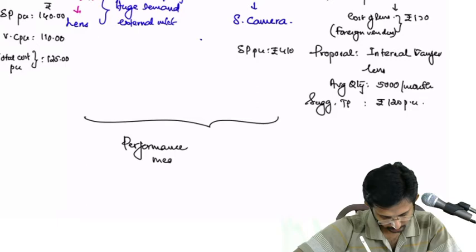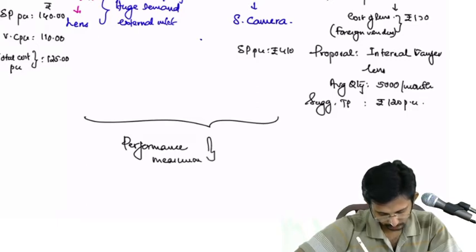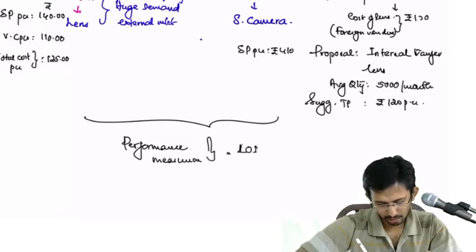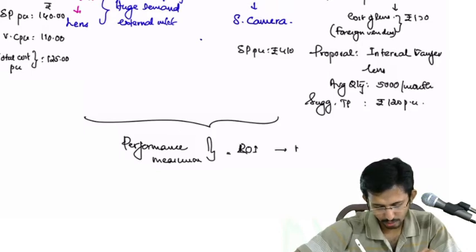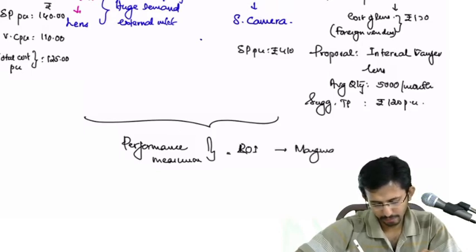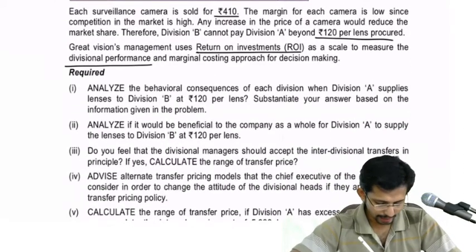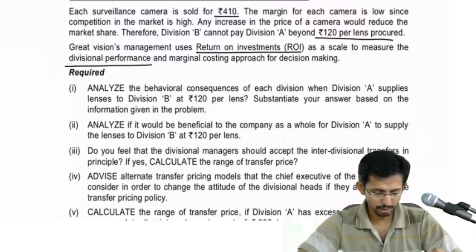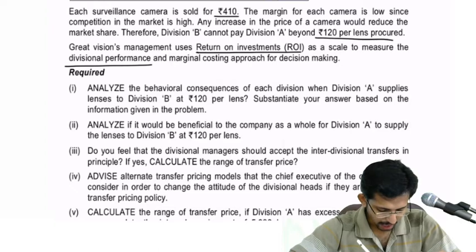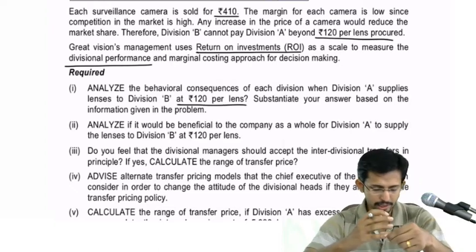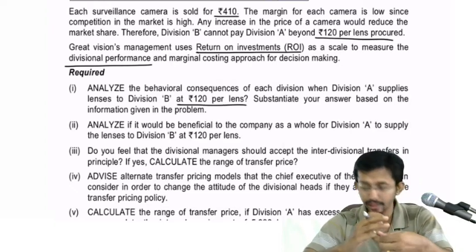Performance measurement is done through ROI, and decisions are taken through marginal costing. Is it clear? Yep. Then requirement 1: Analyze the behavioral consequences of each division when Division A supplies lenses to Division B at rupees 120 per lens. Substantiate your answer based on the information given in the problem.